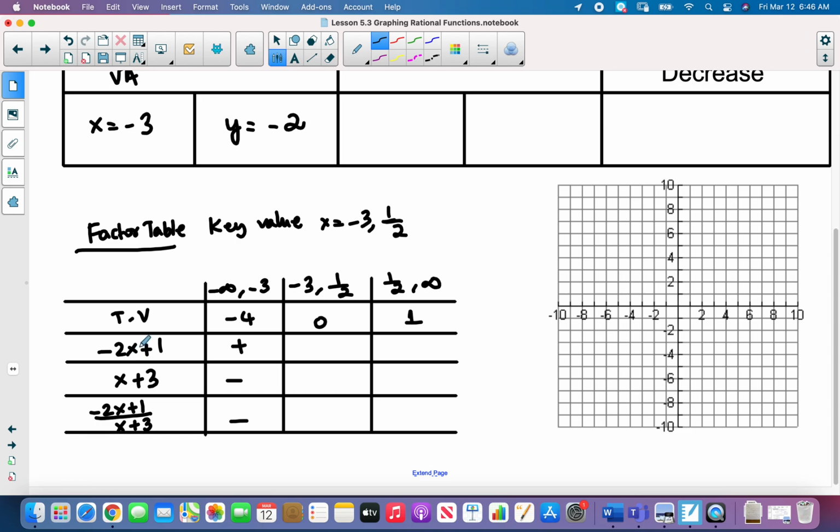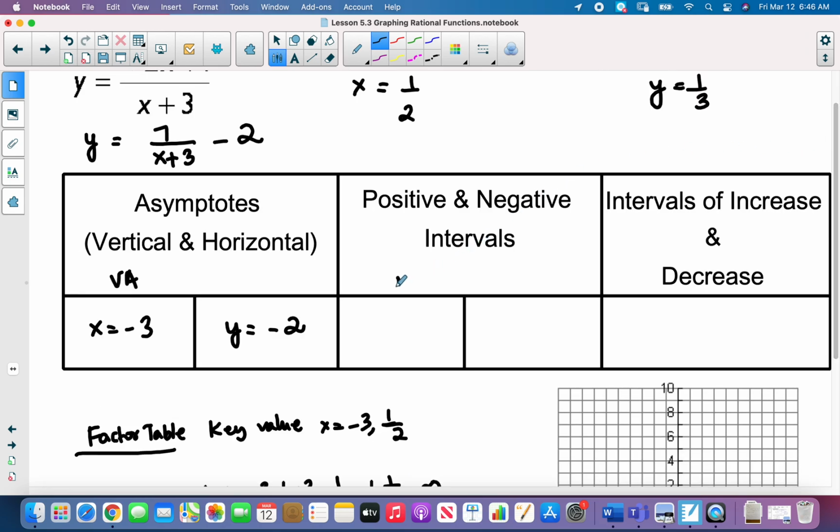Put 0 here, you get a positive. Put 0 here, you get a positive. You divide two positives, you get a positive. Put 1 here, you get a negative. Put 1 here, you get a positive. You divide these two, you get a negative. So the function is negative at these two intervals, which is negative infinity to negative 3, and from 1/2 to infinity. Those two intervals are below the x-axis, and it's positive from negative 3 to 1/2.